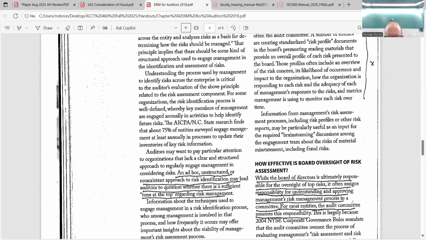An ad hoc, unstructured, or non-existent approach to risk identification may lead auditors to question whether there is a sufficient tone at the top regarding risk management. There it is again.